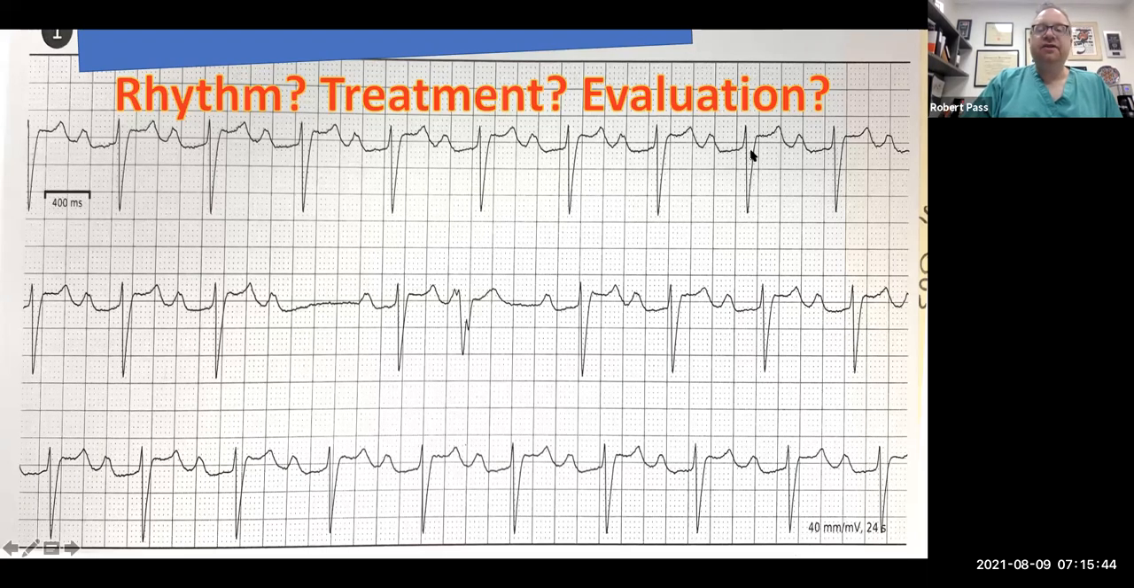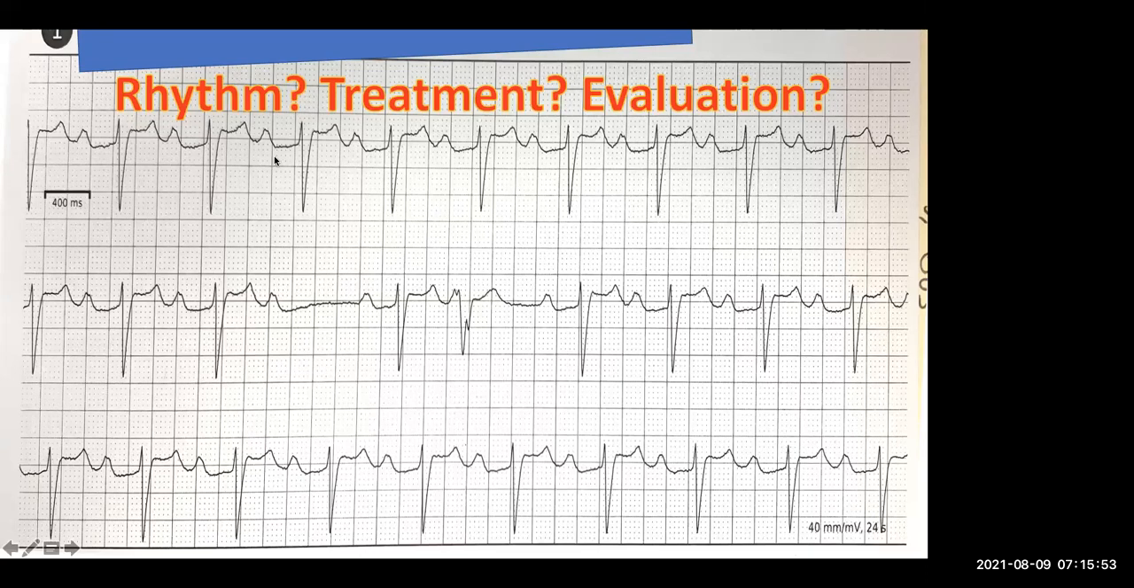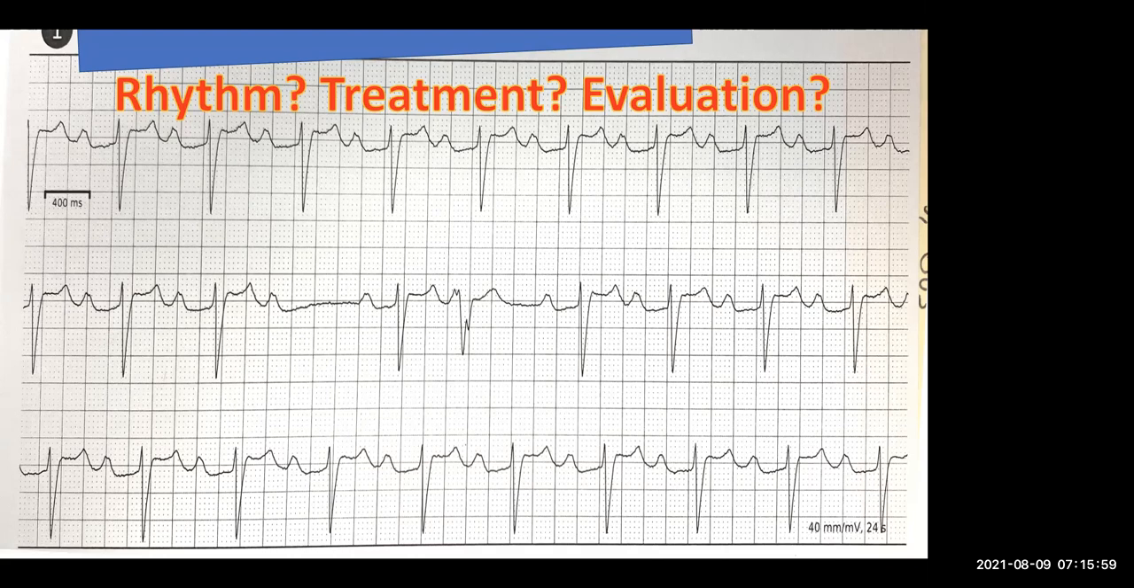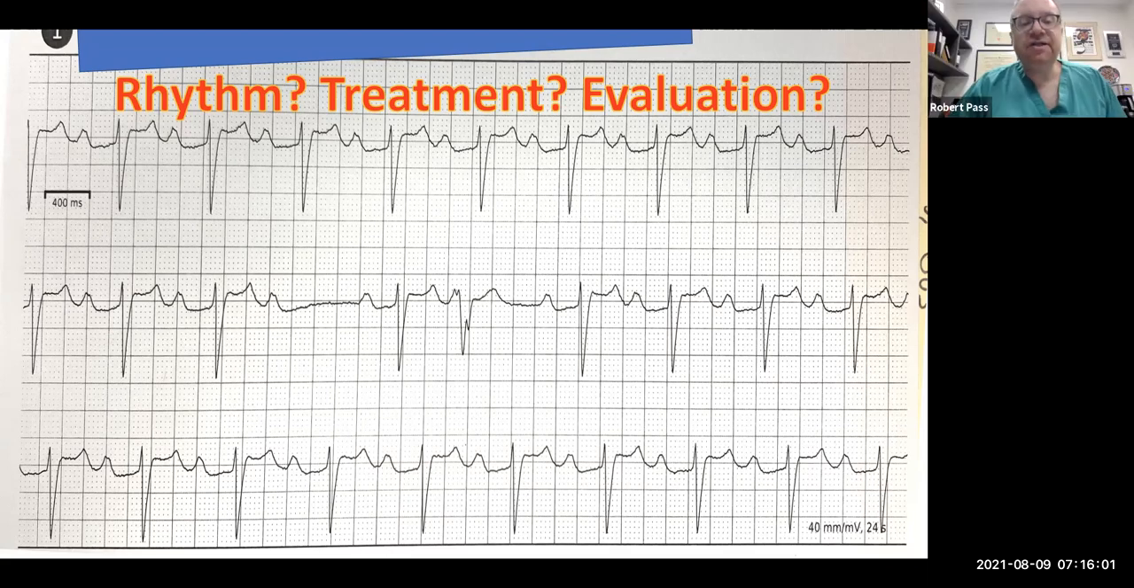Let's just look at the top row. Anything that would jump out at you about this rhythm? The PR looks really long. That's right. So what's the other way of saying that? They're in heart block, like a first degree heart block. Right. So this is first degree heart block with a very long PR interval, almost 400 milliseconds, right? Then we have this P wave that drops.